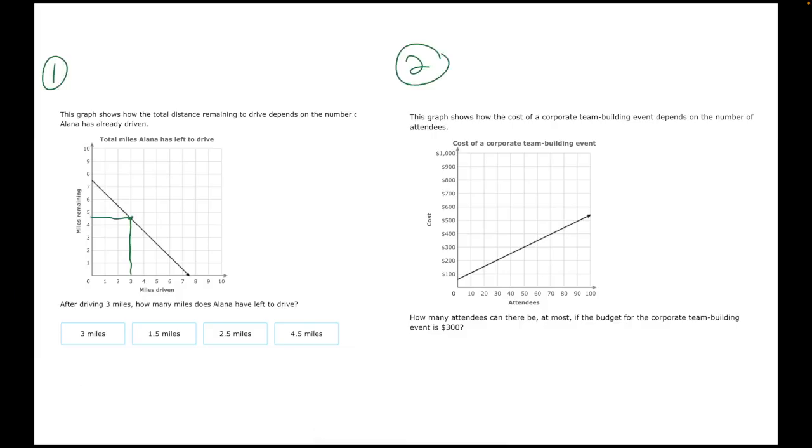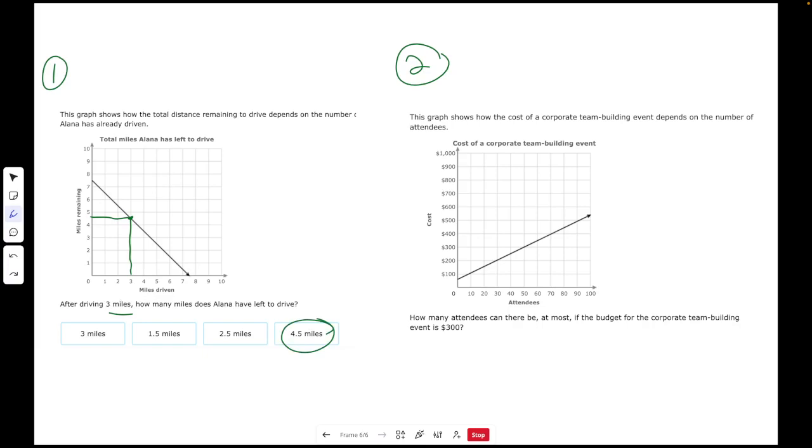Okay, now that you've had some time to do these problems, let's take a look at number 1. For number 1, you should have said, okay, 3 miles. So you track that up, and then you match it up. And so on the graph, that'd be somewhere between 4 and 5. The only answer between 4 and 5 is 4.5.